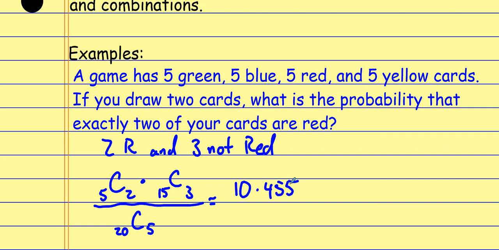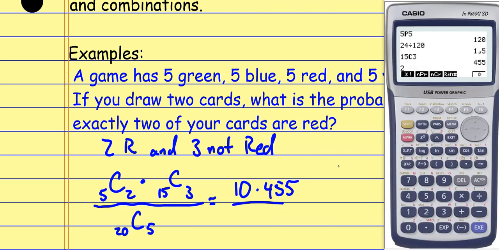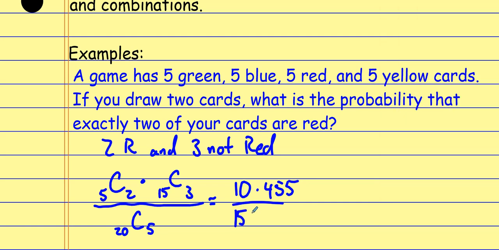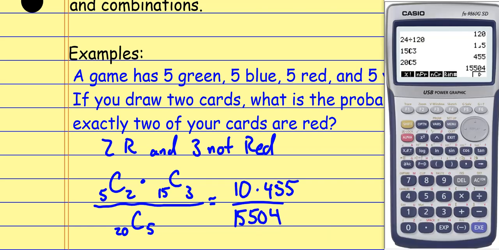455 for this guy. Down here, the 20 choose 5. Thank goodness for calculators. Can you imagine punching this in every time and doing that formula every time? That would be crazy. And so up here, I've got 4,550 when I multiply the 10 and the 455, divided by the 15,504. And I'm going to convert that to a fraction.